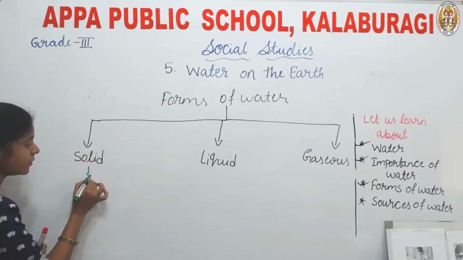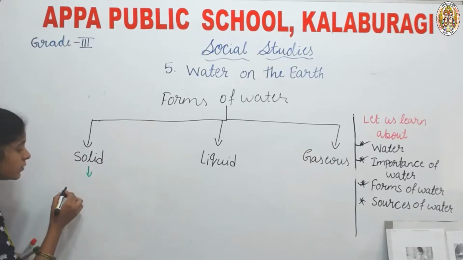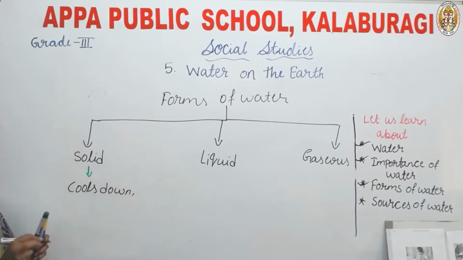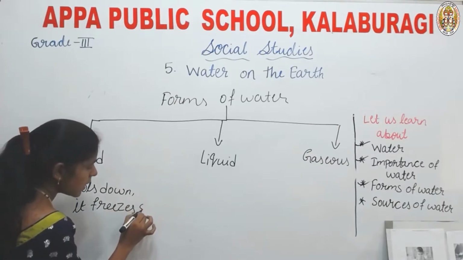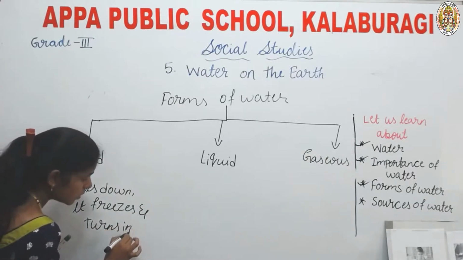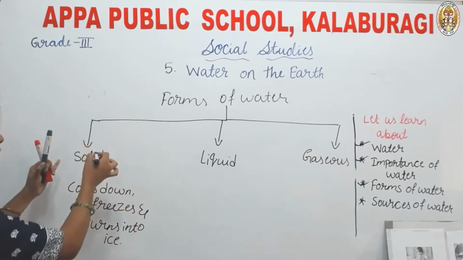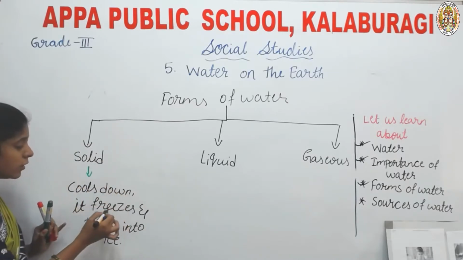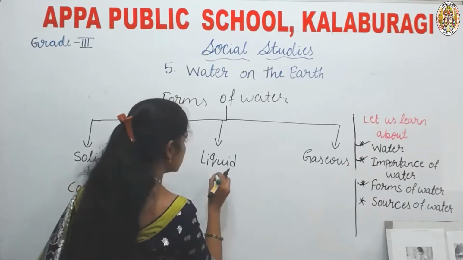What do you mean by solid? When it cools down, it freezes and turns into ice. That is the solid form. Next, liquid form.